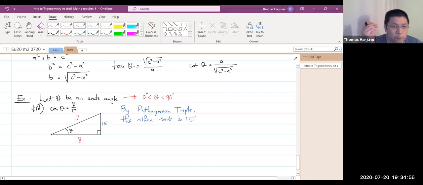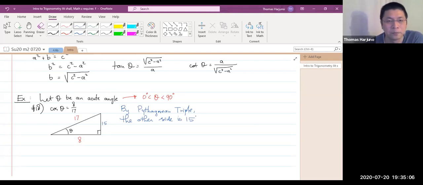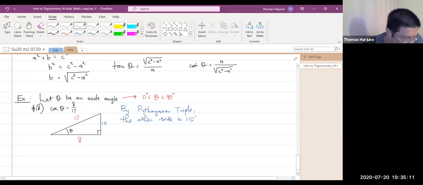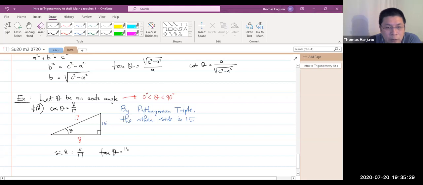Now the question is, if you know cosine theta equals 8 over 17, then can you find the value of the other 5 trig functions of theta, knowing theta is an acute angle? So for example, using that triangle, sine theta equals 15 over 17, right? We have the cosine already. How about tangent theta? That's 15 over 8, right?